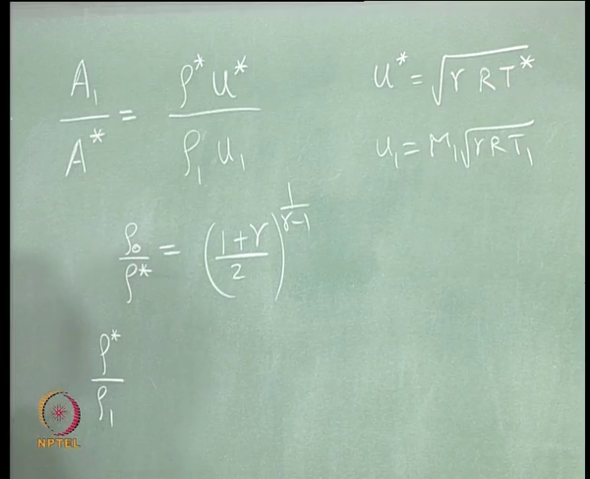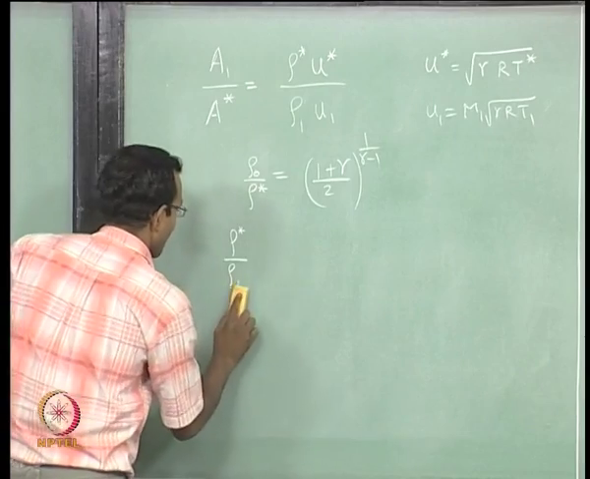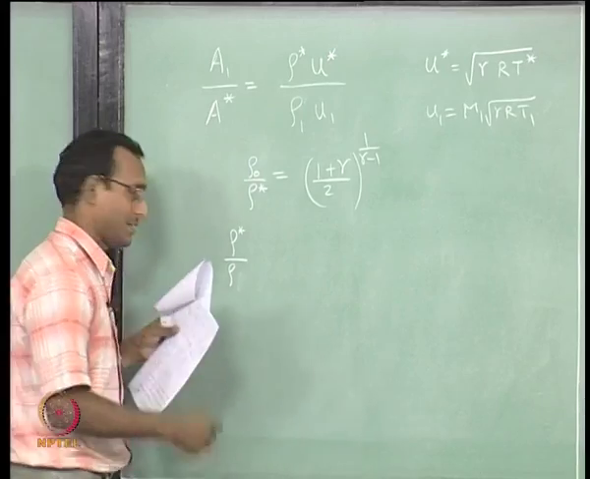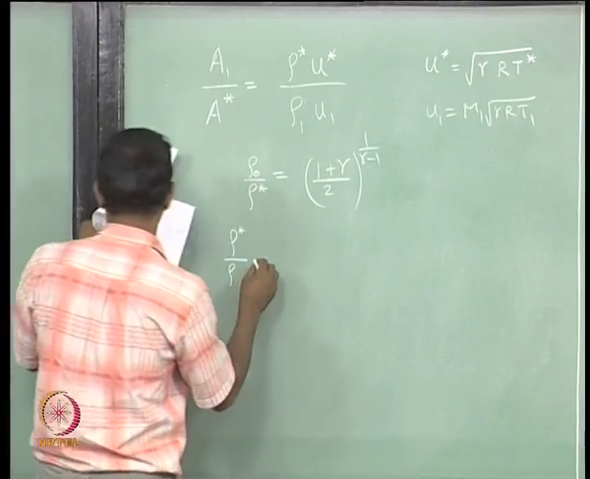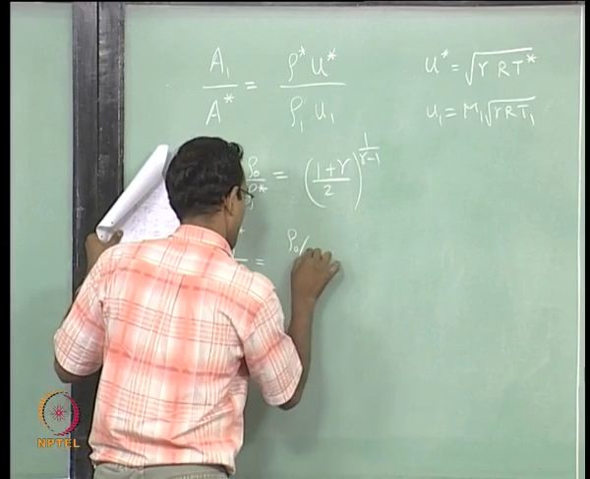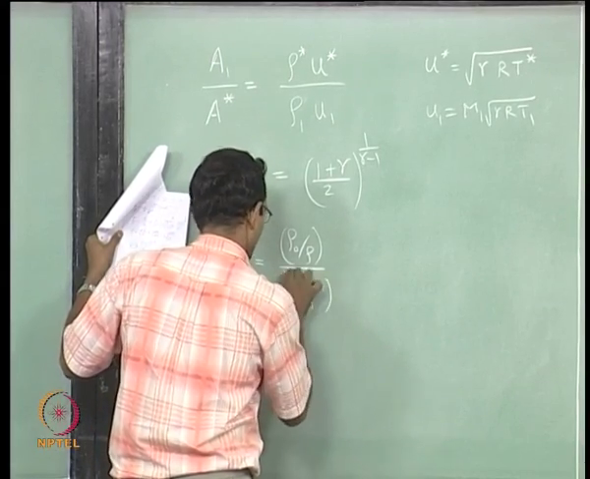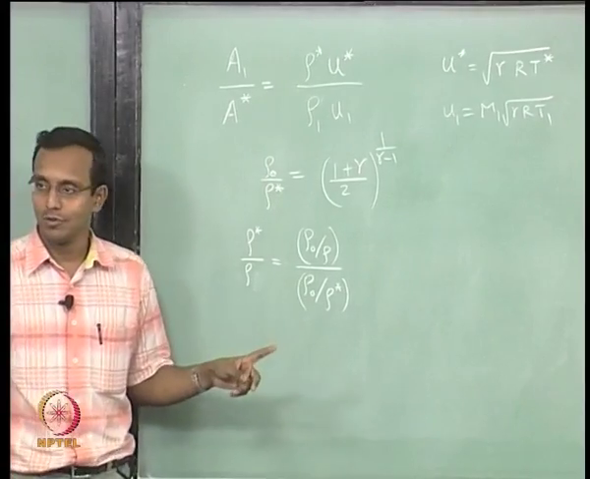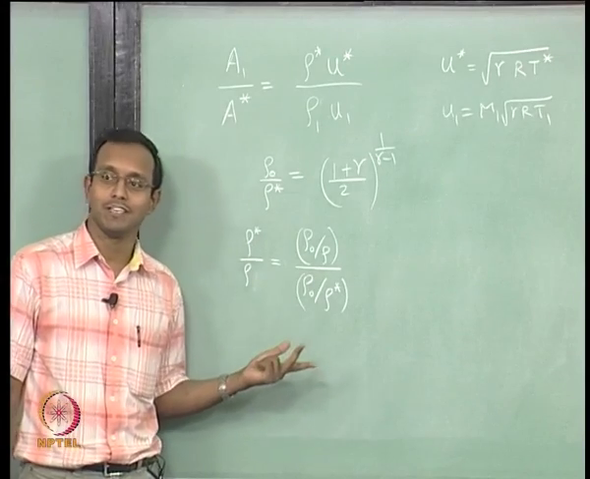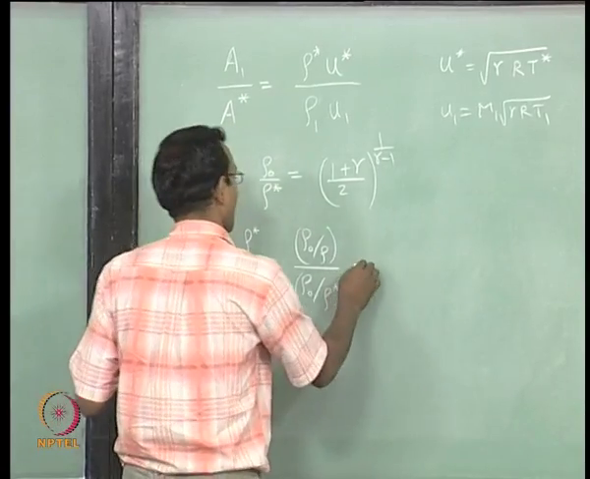Actually I will just drop this subscript 1 from now on, because 1 is the only other number that is around. We will just write what is happening. This could be written as rho naught by rho divided by rho naught by rho star. I am assuming isentropic flow, so the rho naught for both the cases cannot change, P naught cannot change, T naught cannot change, so rho naught cannot change. Now I have an expression for this.